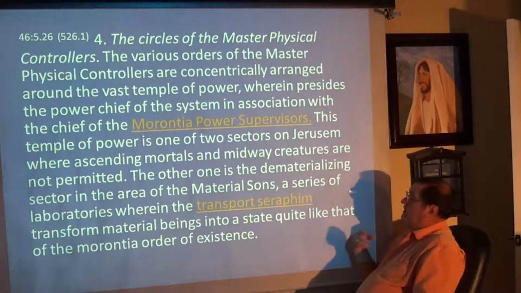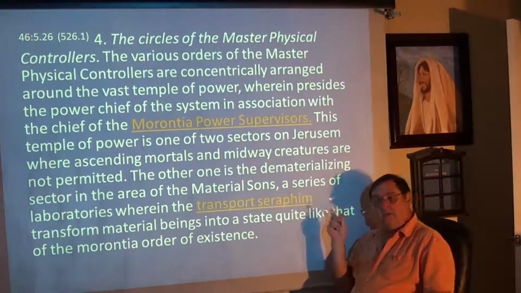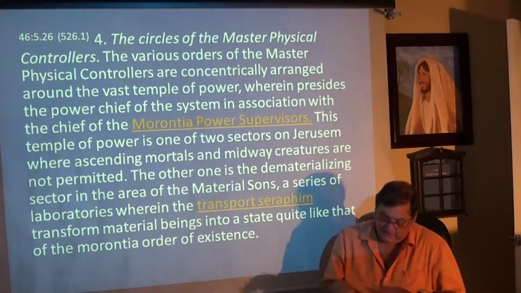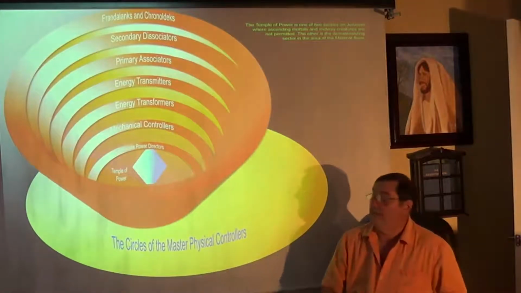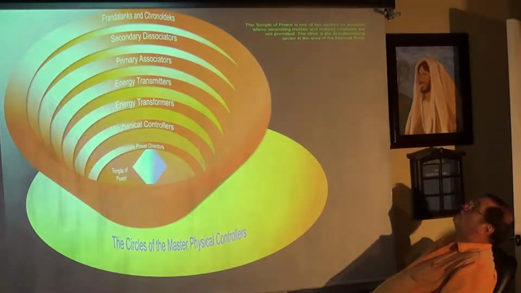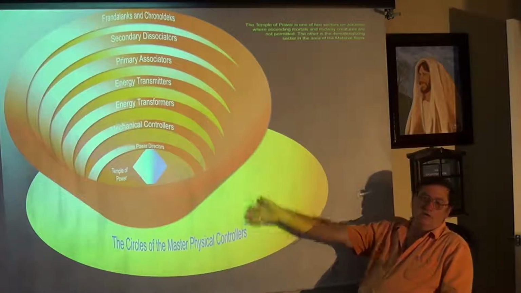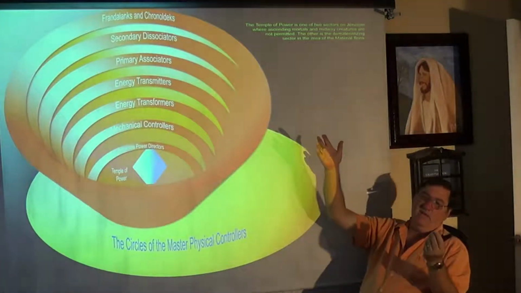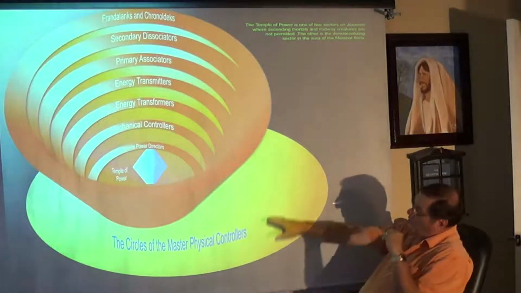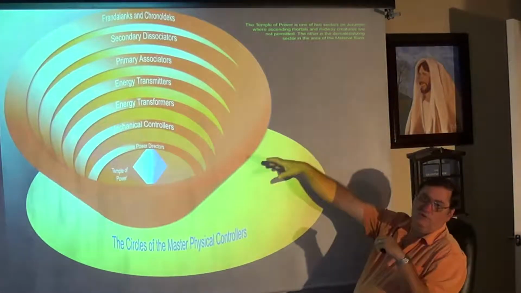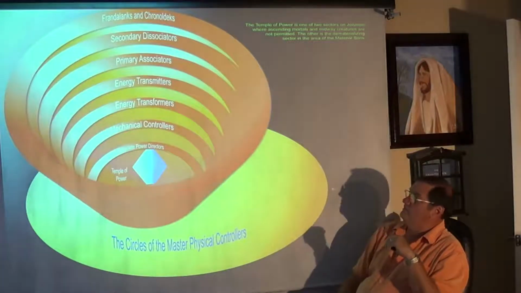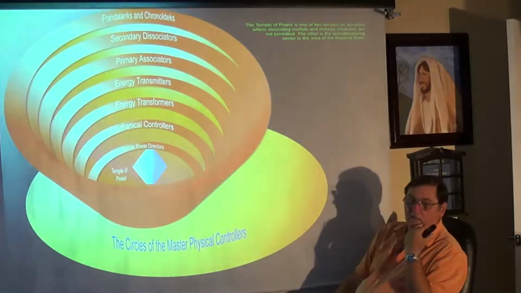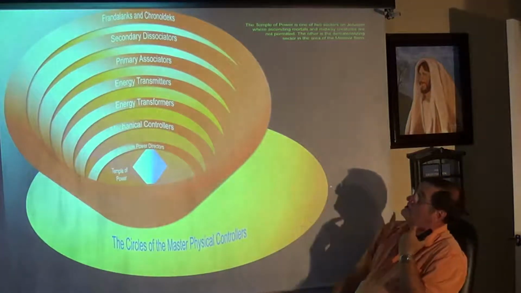The other thing is the Morontia Power Supervisors in the area for all the power supervision. Why would they not let us in there, do you think? It's too powerful. The master physical controllers, that's right. We're dealing with powers so immense we don't even have a concept of them. We can't fathom it, right? We might touch the wrong thing. We would probably be destroyed. They don't want to put us in harm's way.